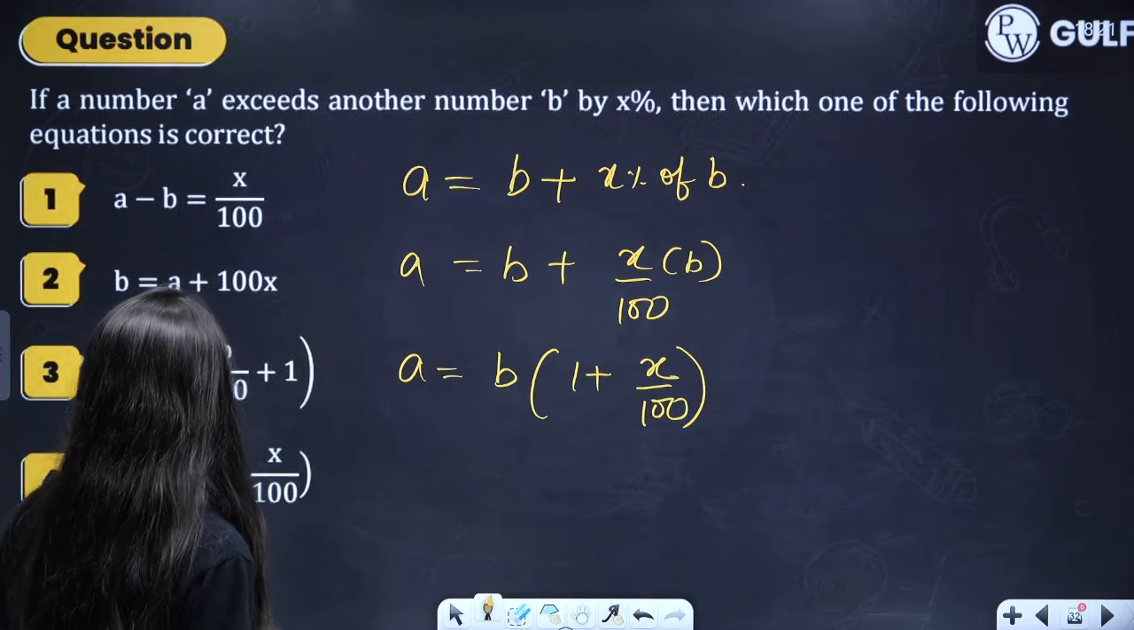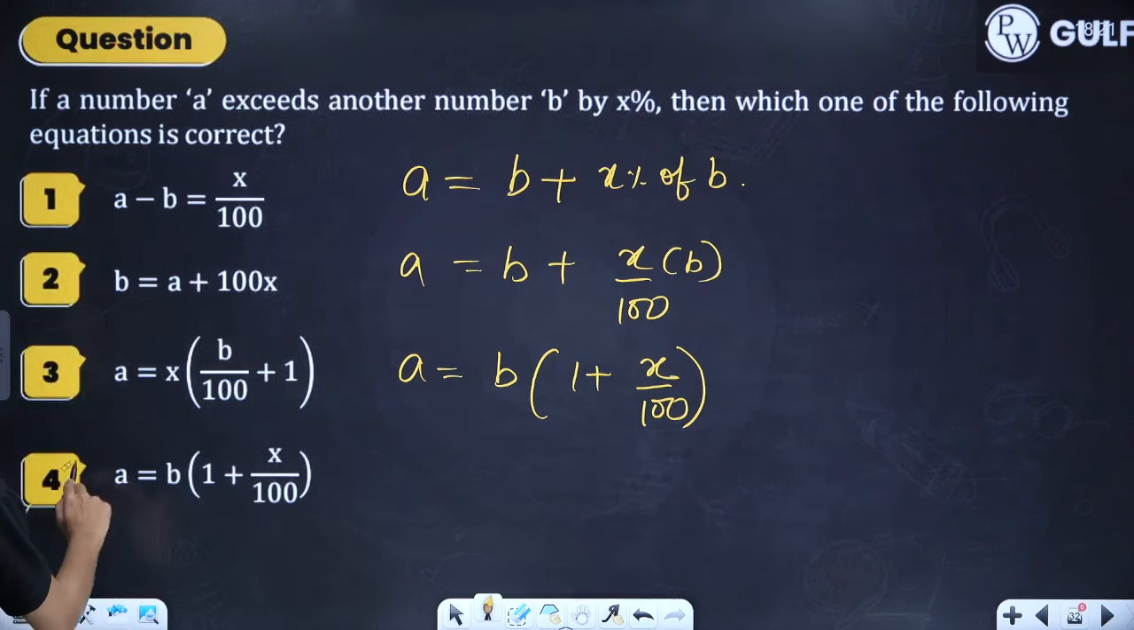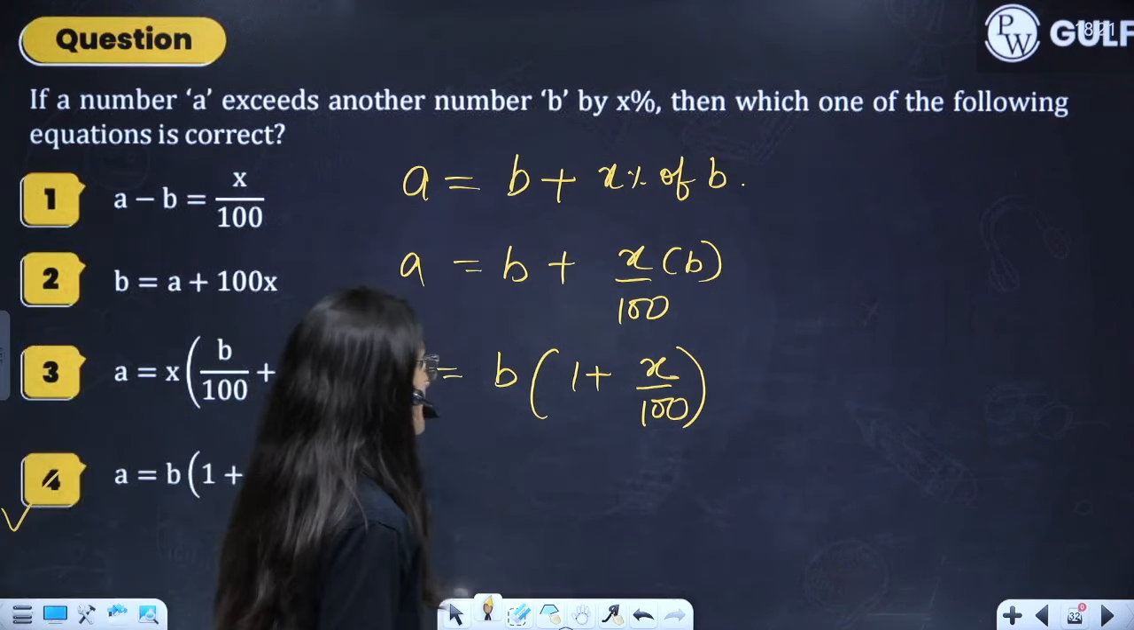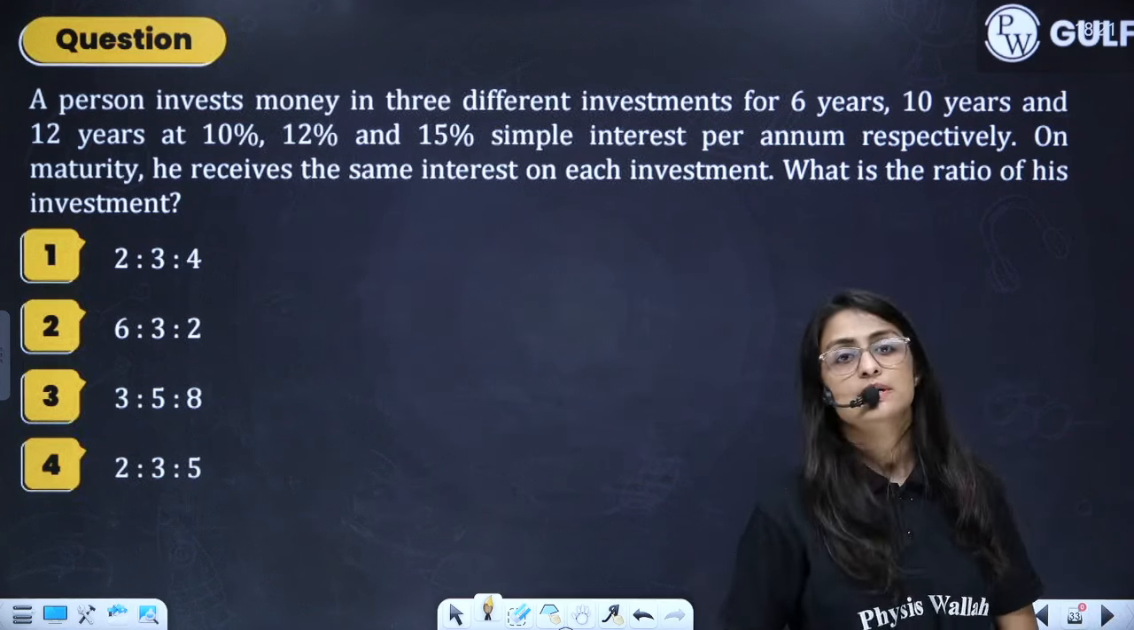Look at the option which is matching. Option A is equal to B into 1 plus Y. Hope this one is easy.